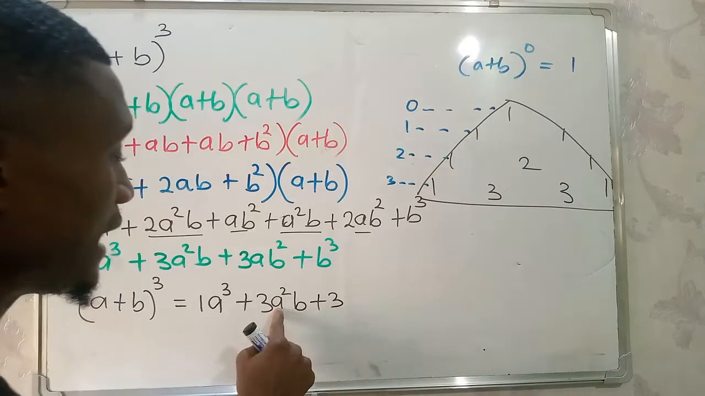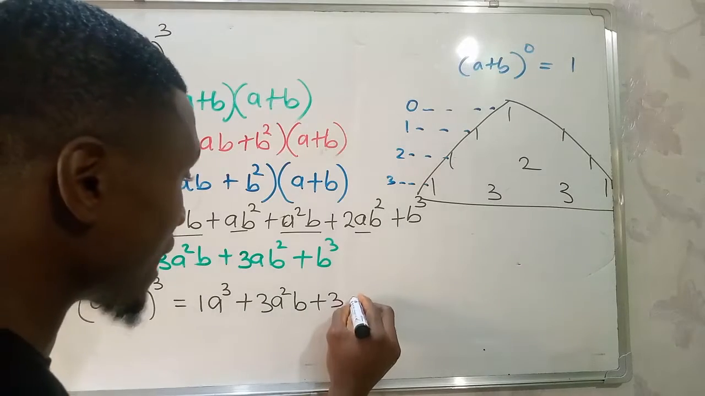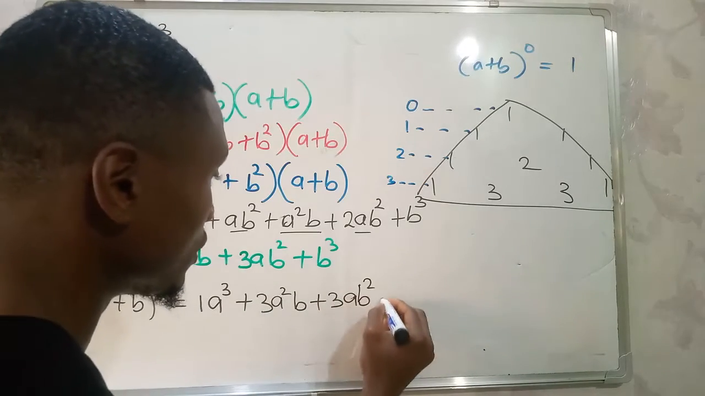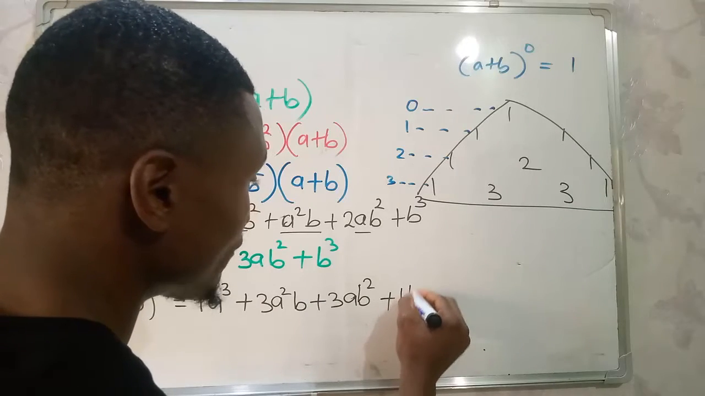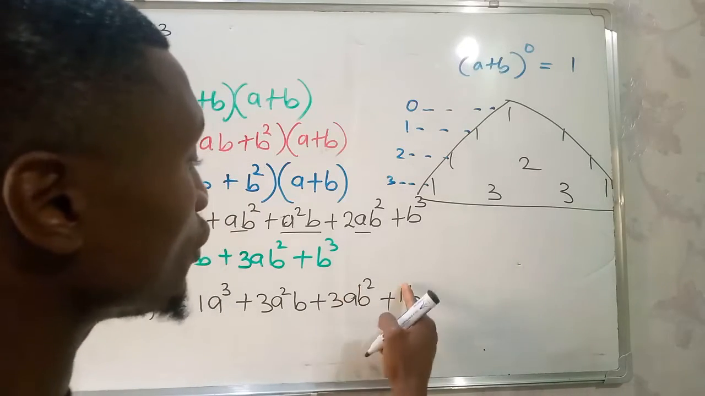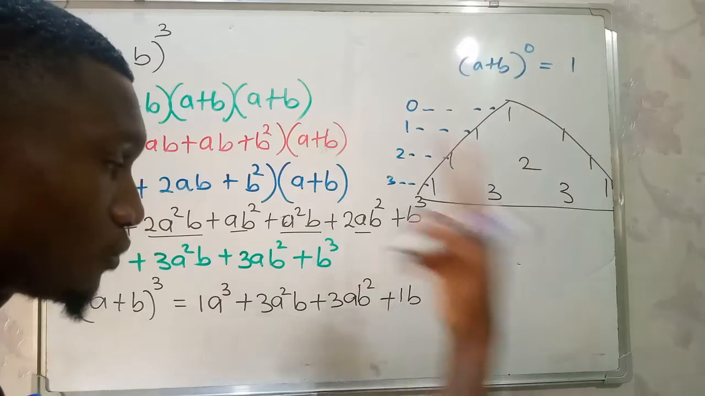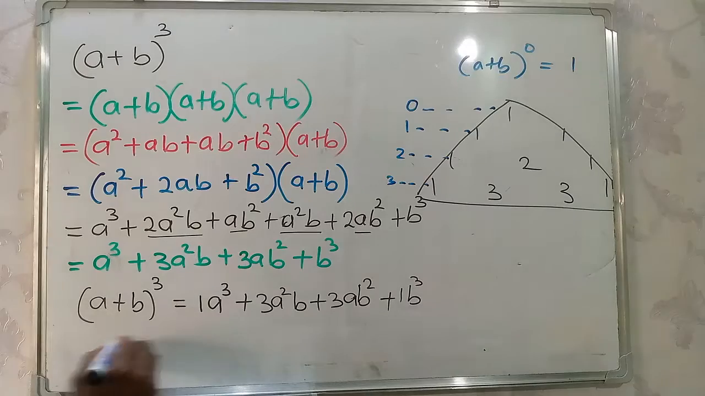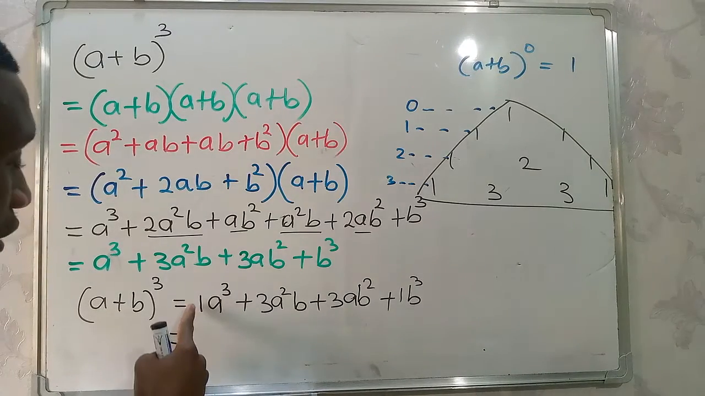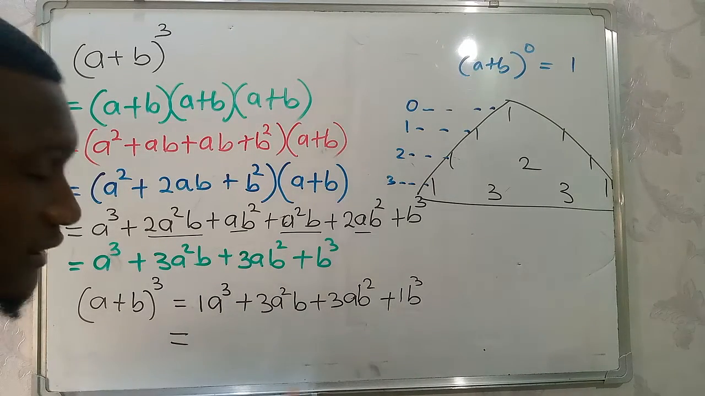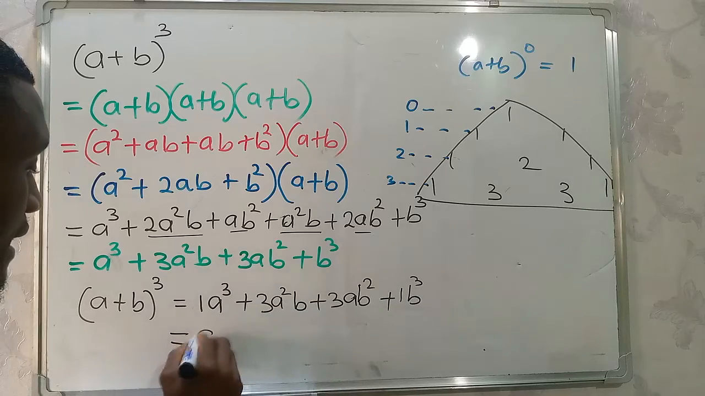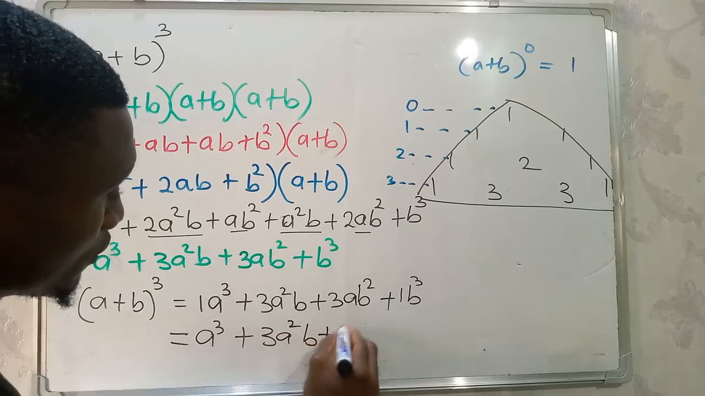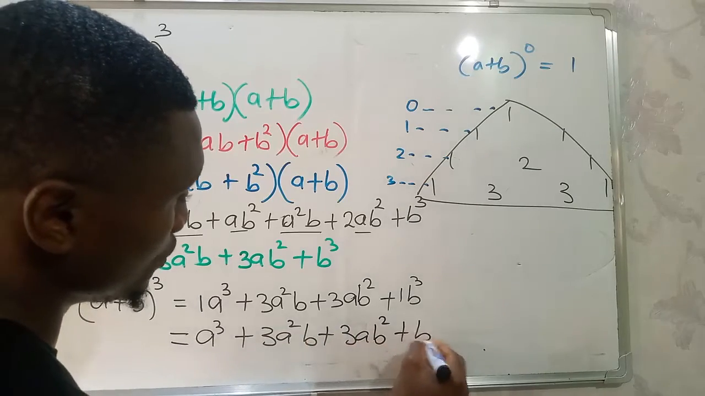I have 3. My a power 2 is going to reduce to a power 1, and my b power 1 will increase to b power 2. Then plus the next coefficient here is 1. I have 1b. Then my a is going to reduce to a power 0, which will give me 1, and my b power 2 is going to increase to b power 3. And then if I simplify this further by removing this 1, because 1a cubed is the same thing as a cubed, I'm going to have a cubed plus 3a squared b plus 3ab squared plus b cubed.